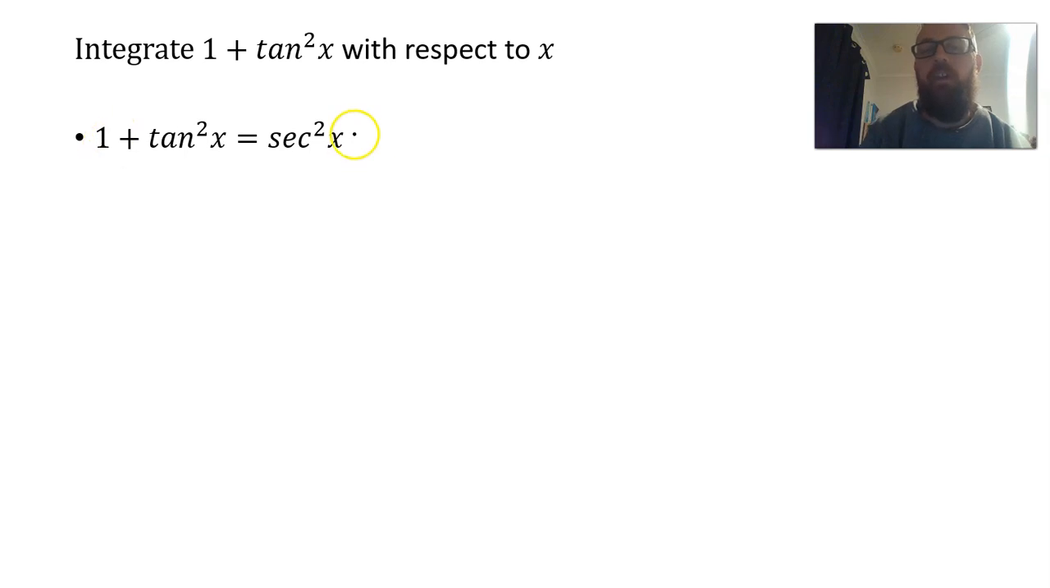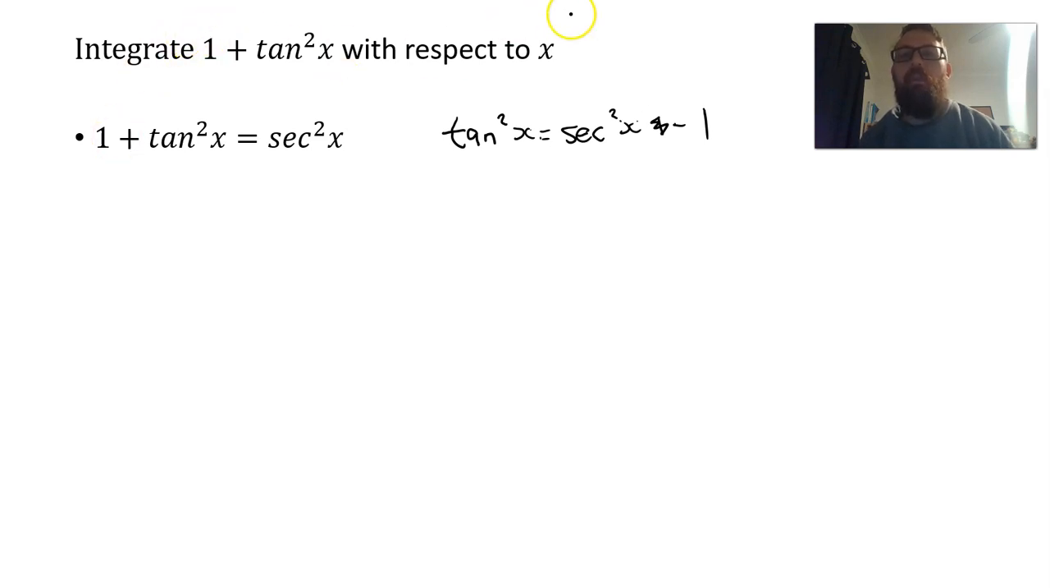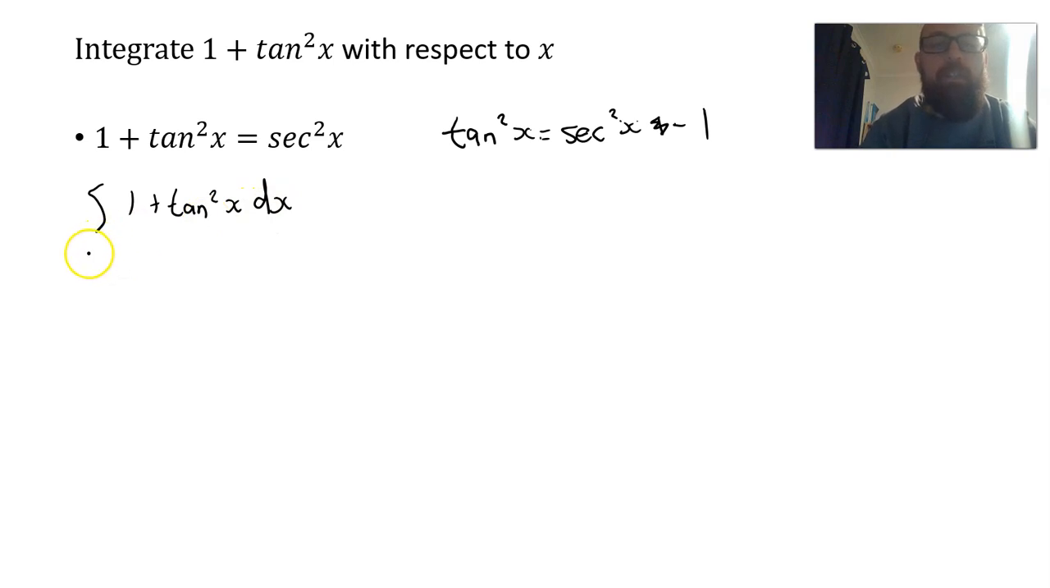If I move my 1 to the other side, it also means that tan squared of x equals sec squared of x, subtract 1. So just minus 1 over to the other side. And that's going to be really handy as well in case you just get a tan squared x pop up by itself. All right, so we want to integrate this, and there's a couple of little tricks to it. So here's the integral we've been asked to do, 1 plus tan squared x. And we know we can just use the identity to change that to sec squared of x.